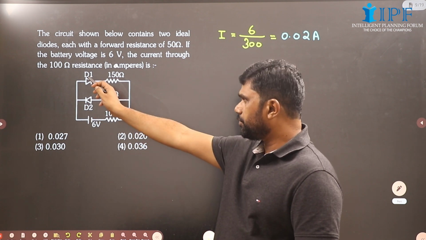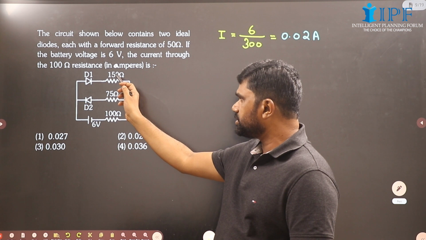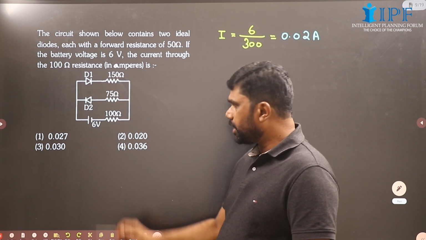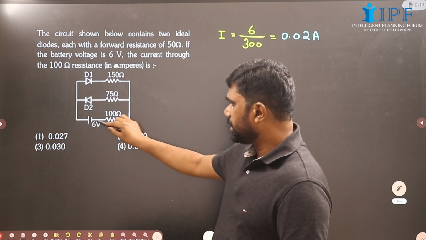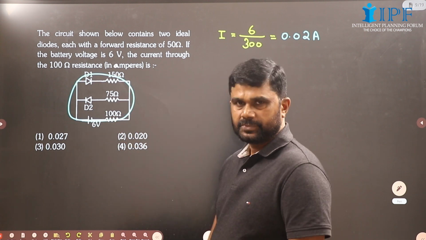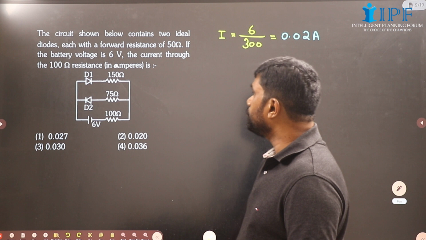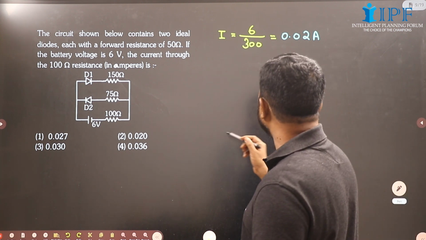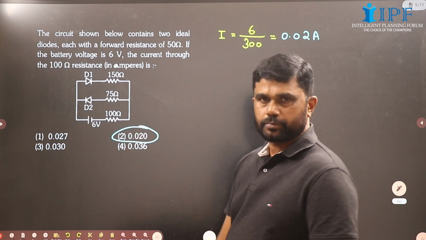The resistance of this one is 50 ohm and here we have 150. So 50 plus 150 is 200, plus 100, that is 300. Current will be circulated like this. And the current will be 6 volt divided by 300, that is equal to 0.02 ampere. So this must be the correct option.